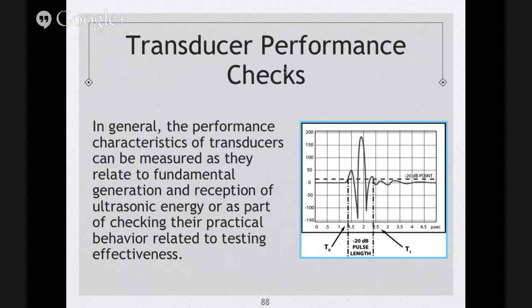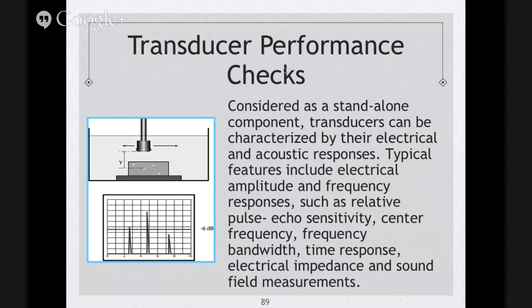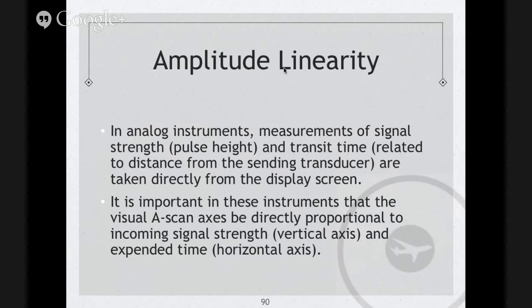Transducer performance checks. Considered as a standalone component, transducers can be characterized by their electrical and acoustic responses. Typical features include electrical amplitude and frequency responses, such as relative pulse echo sensitivity, center sensitivity, frequency bandwidth, time response, electrical impedance, and sound field measurements. In analog instruments, measurements of signal strength, or the pulse height, right, the amplitude and transit time, which is related to the distance from the sending transducer, are taken directly from your screen. And it's important in this instrument that the visual A-scan vertical axis be directly proportional to the incoming signal strength, right? The vertical axis, and the elapsed time, which is on your time base, your horizontal axis.